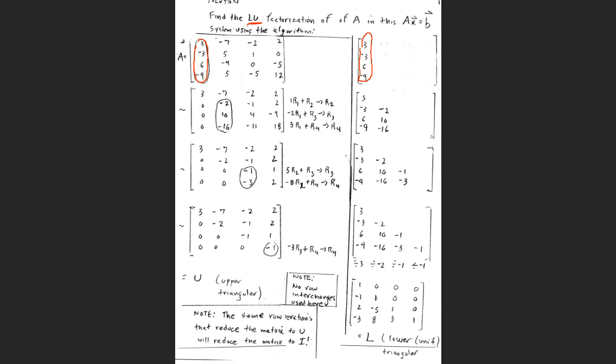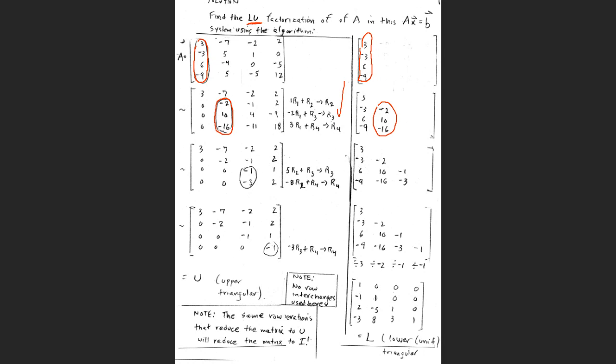And what we did was we did these row operations, okay, and now this is the second column, the numbers below the -7, and I put those numbers over here, okay.